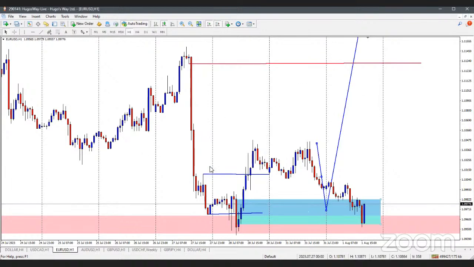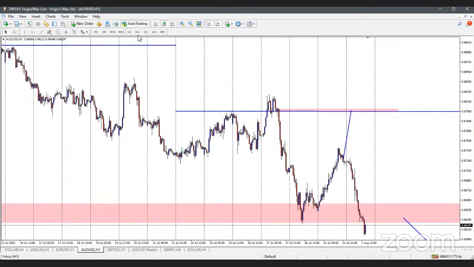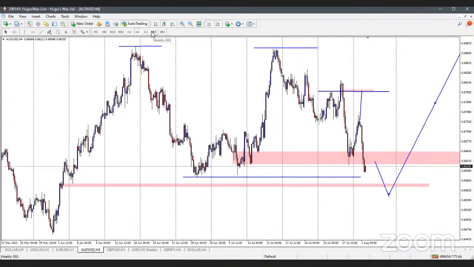So that might end up being good as a trade, but I still don't want to trade yet. I just want to observe for now. All right, AUD USD, as I said to you guys yesterday, I'm interested in this low here, and the price has come really close.